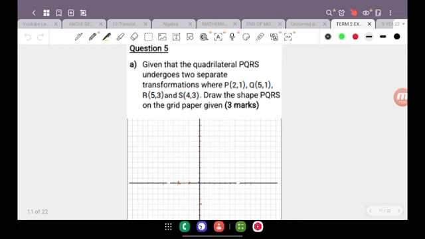If you are still struggling at this stage with plotting points, you definitely want to check out my coordinate geometry video.